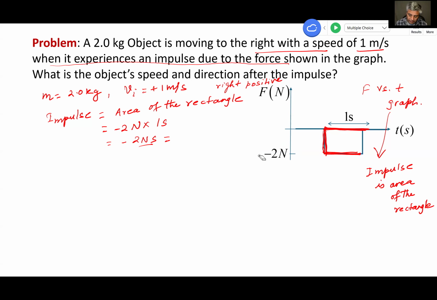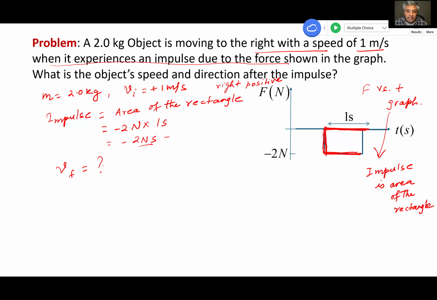But if we like, we can also convert that into kilogram meter per second, because impulse has the same unit as momentum, because impulse is equal to change in momentum. But for now, just leave it like that. So it's asking for what is the speed. So in this case, what happens? The object is moving to the right and a force acts to the left for 1 second, just one.